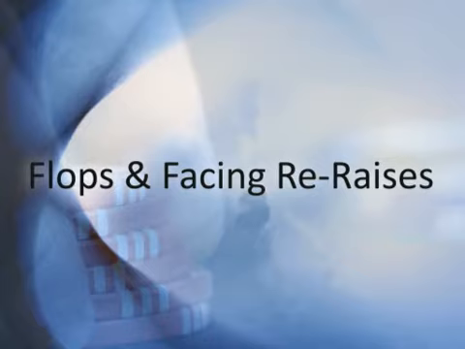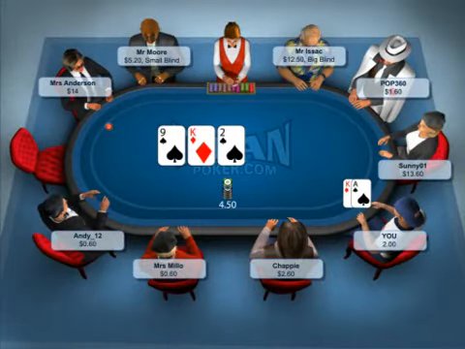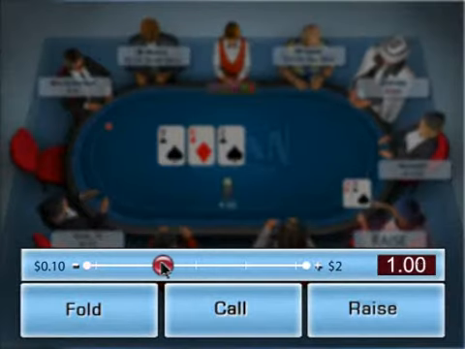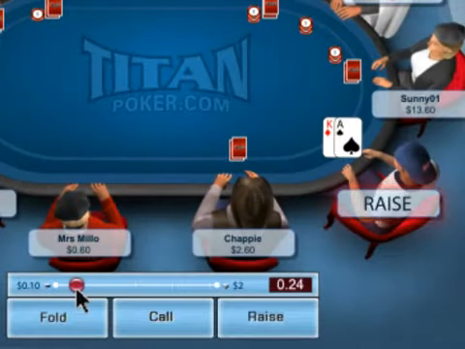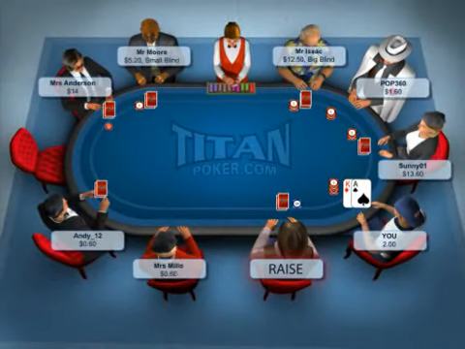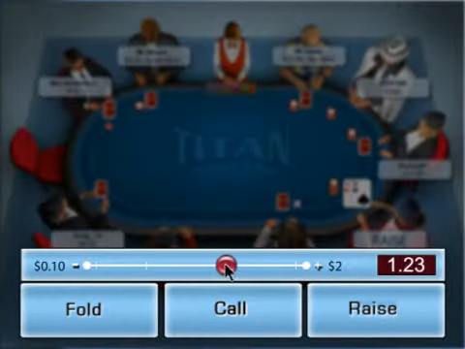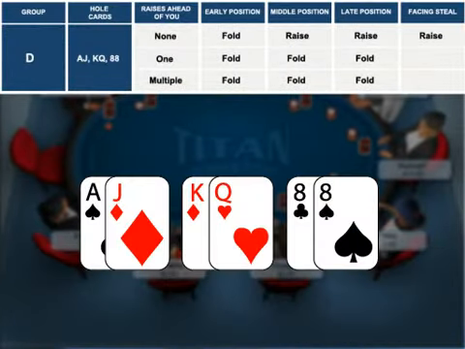Flops and facing re-raises. After the flop is revealed, always go all in, assuming you raised pre-flop. If one of your opponents re-raises your hand, then you should go all in with any hand except the bottom tier.